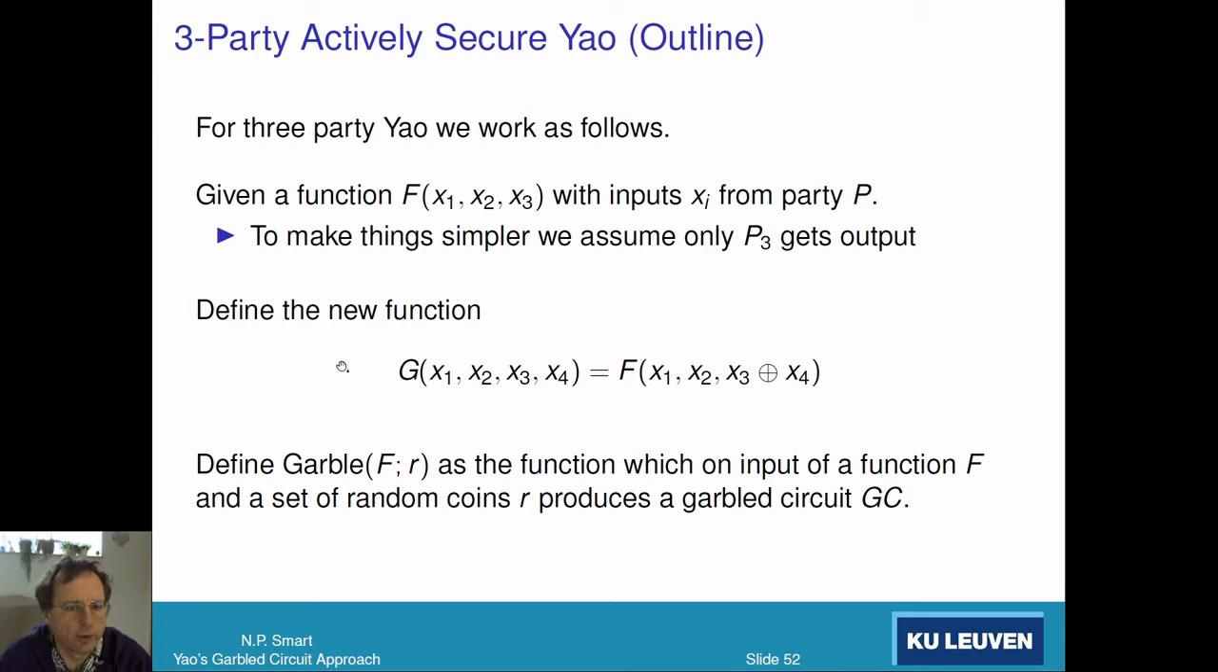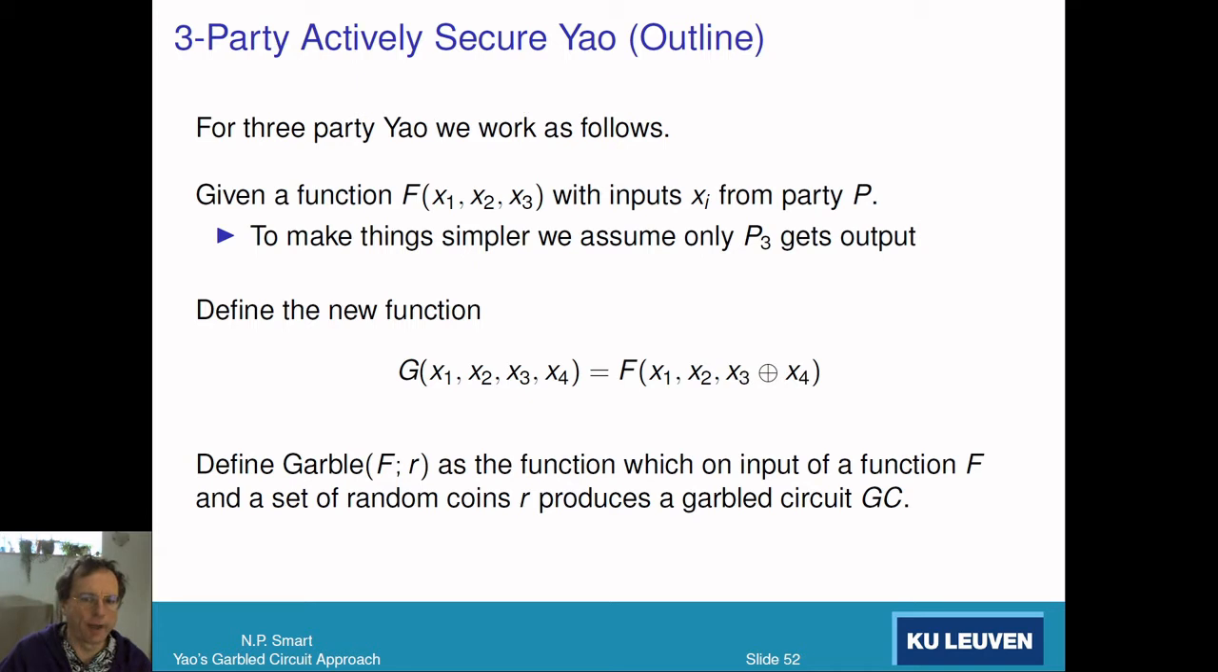Okay, so the first thing we're going to do is take this function f, and we're going to define a new function of 4 inputs. So we're going to create a fourth input. The new function g is going to take x1, x2, x3, and x4, and it's going to be applying the function f, where the third input is actually x3 XOR x4.